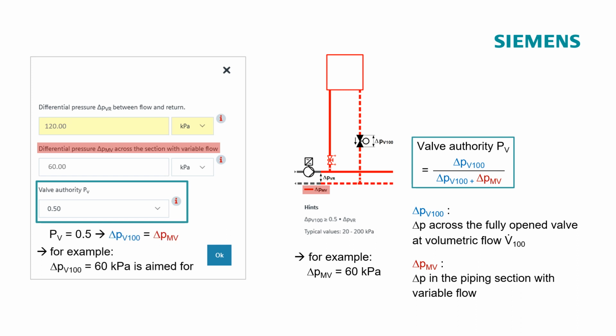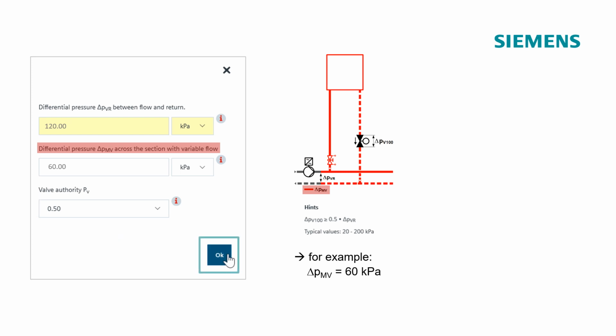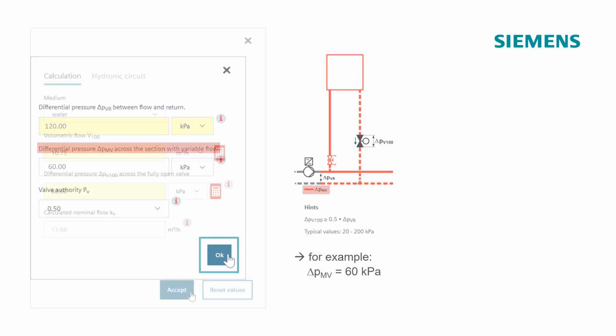A valve authority PV of 0.5 means the pressure drop across the valve, delta PV100, is the same as the pressure drop in the piping section with variable flow, delta PMV. For this example, this means that a pressure drop across the valve of 60 kPa is aimed for. Click OK to take the entries over into the calculation.